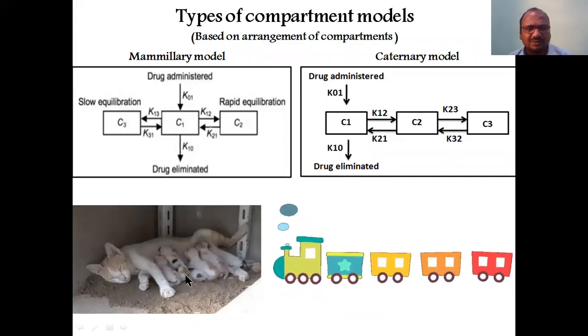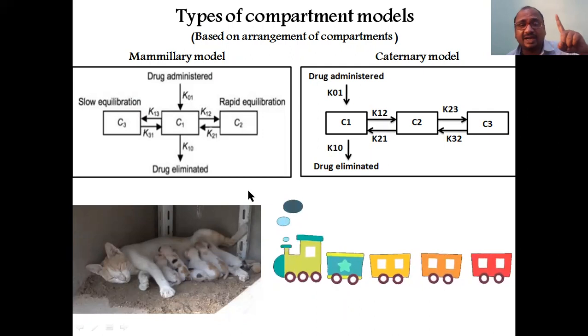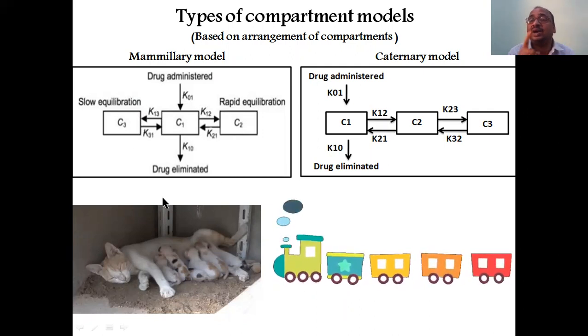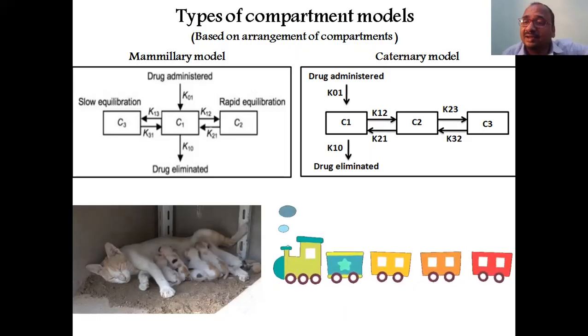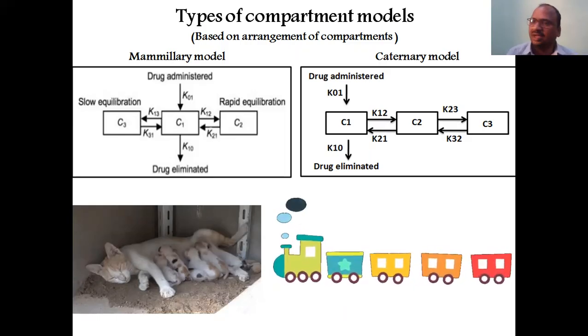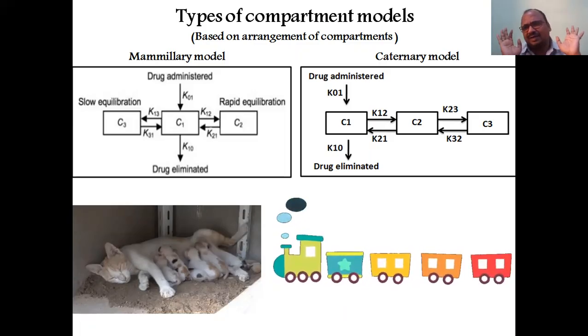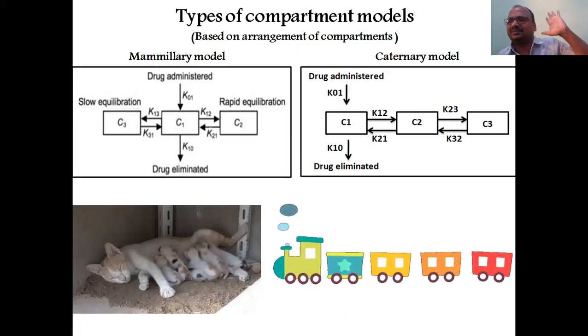1, 2, 3, 4, 5, 6 are peripheral compartments, and this is the central compartment. That's why this is called a mammillary model. The name itself comes from the animal. Keep in your mind, each peripheral compartment does not have a link with another peripheral compartment. Each and every peripheral compartment has a direct link with the central compartment.